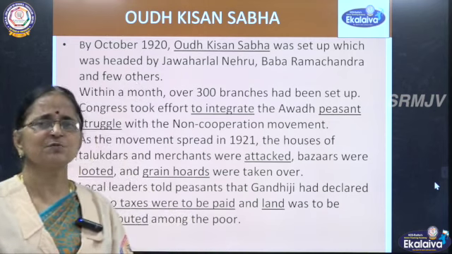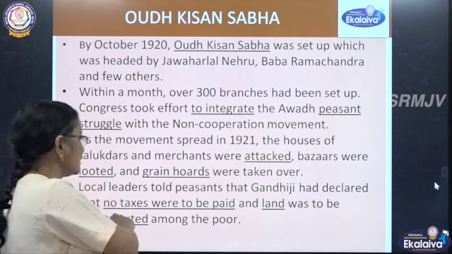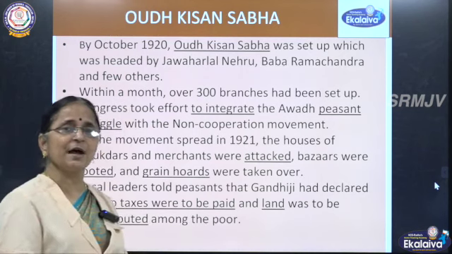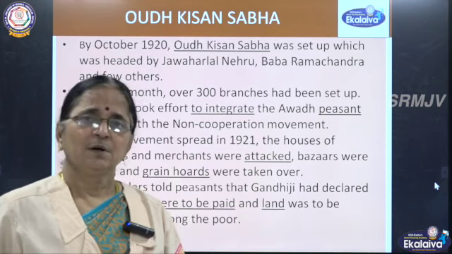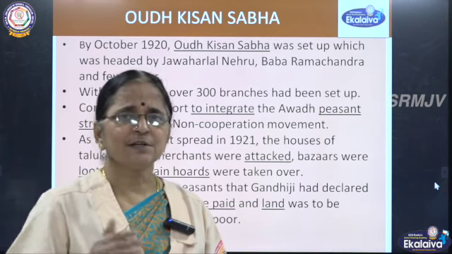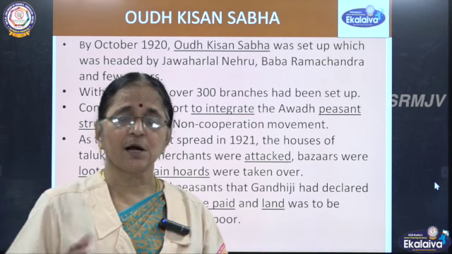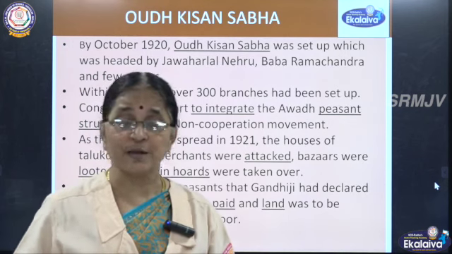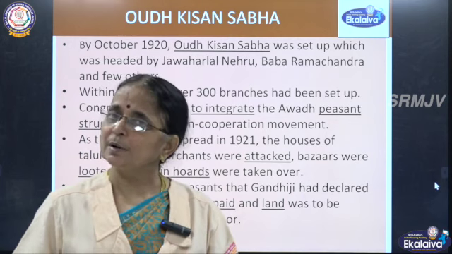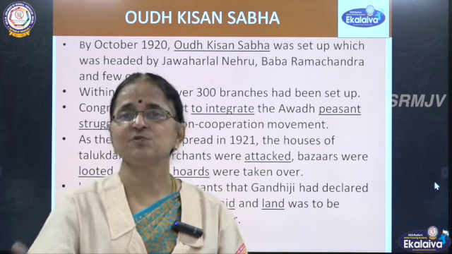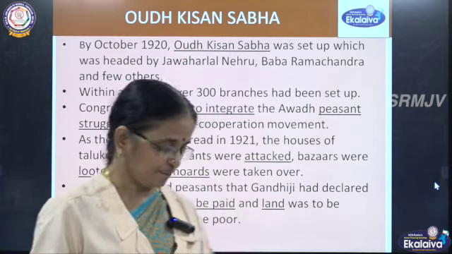Local leaders told peasants that Gandhiji had declared that no taxes were to be paid and land was to be redistributed among the poor. The local leaders conveyed the message in such a way that Gandhiji had told the peasants not to pay the rent and that the lands would be redistributed among the poor. But Gandhiji did not say so. The message was conveyed wrongly.